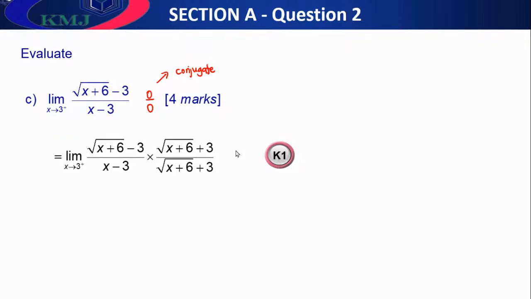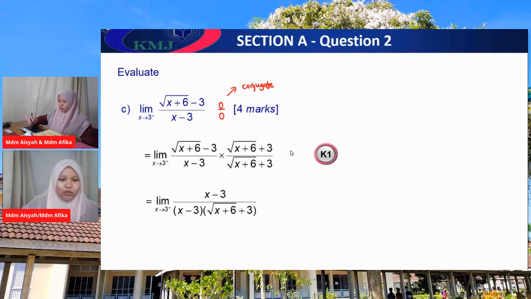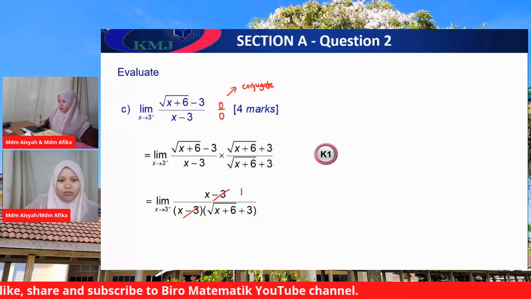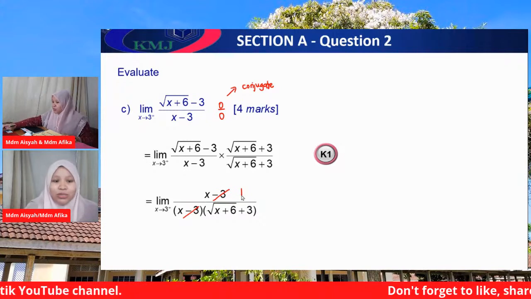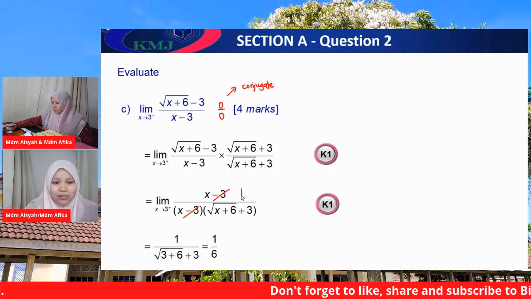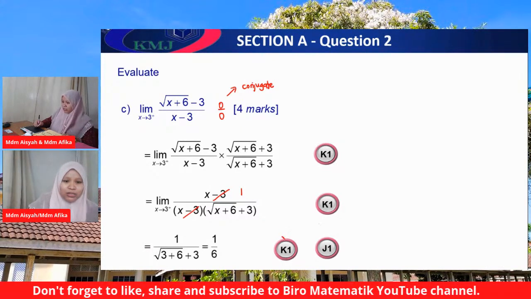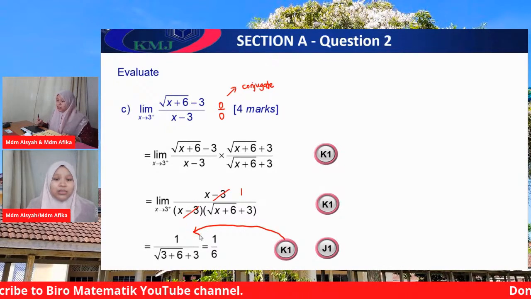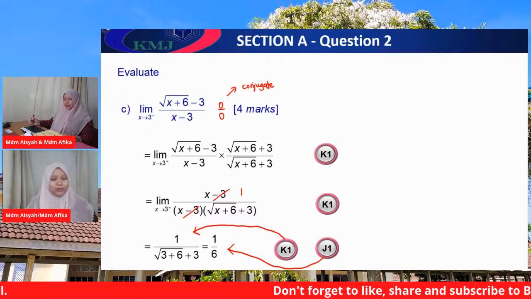K1, and then we simplify the function. After you simplify the function, we get 1 over square root of (x plus 6) plus 3. Then we substitute 3 into the function and we get the answer 1 over 6. 1 mark for this one, which is when we substitute the limit after we simplify it. J1 for the final answer, 1 over 6.